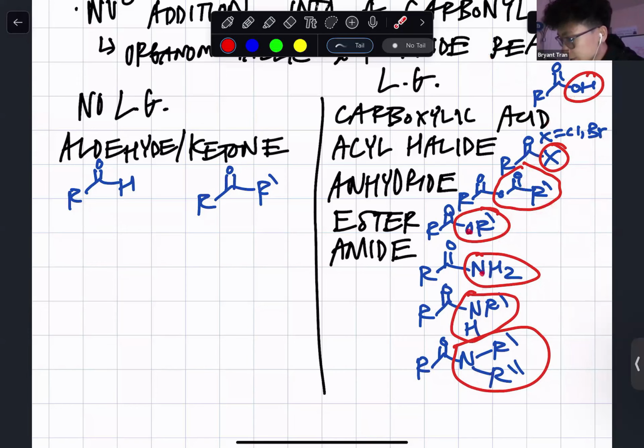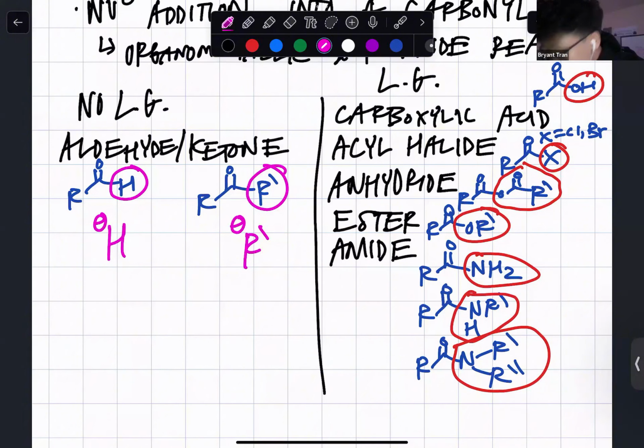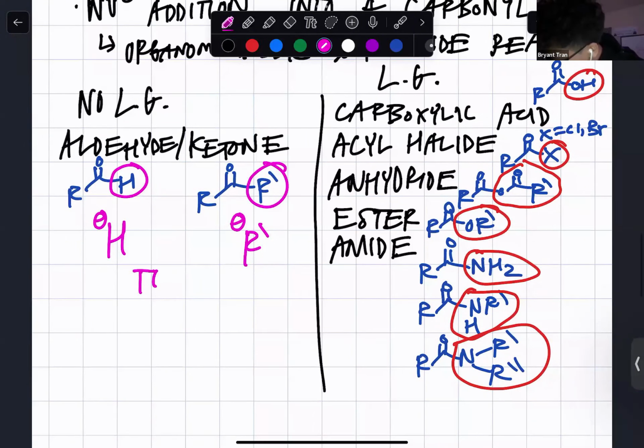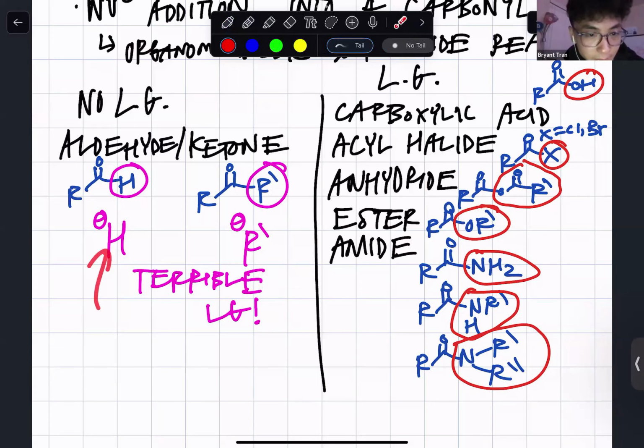Like these are electronegative atoms that can handle negative charge. Whereas if you look at these ones here and you try to kick it out and give it a negative charge, these are terrible leaving groups, right? These are very bad leaving groups, because they cannot handle that negative charge very well. This hydrogen here is not very electronegative, so it can't handle this negative charge. And it's also a very small atom, so the negative charge has no space to roam around in.